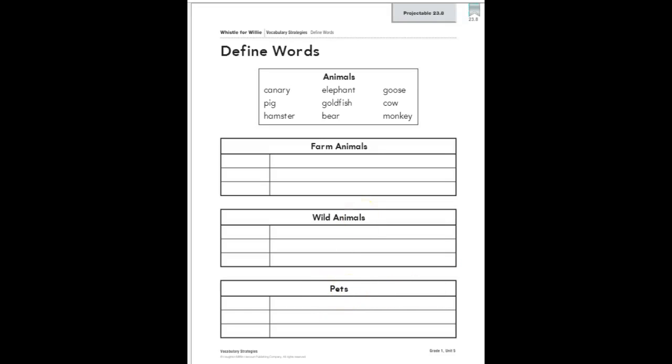All right? Let's start with canary. Now, what is a canary like? Discuss with your learning adult. What is it like? Describe the characteristics of a canary. But let's first decide where it should go. Is a canary a farm animal, a wild animal, or a pet? Right, a canary is a pet. So you would write the word canary in the first part of the pets column. And then in the space over here, you're going to write some characteristics of a canary.